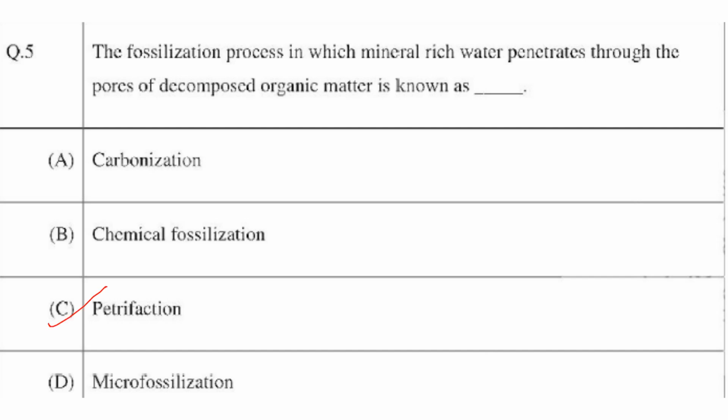Answer is option C. What is carbonization? Carbonization, it involves replacement of the organic material with carbon, and it will preserve only the outlines. That is carbonization. Then microfossilization, it is preservation of microscopic organisms such as pollen, spores, plankton, etc. That is called as microfossilization.